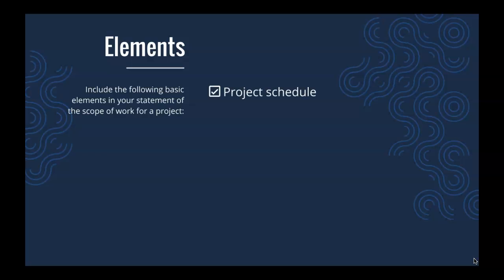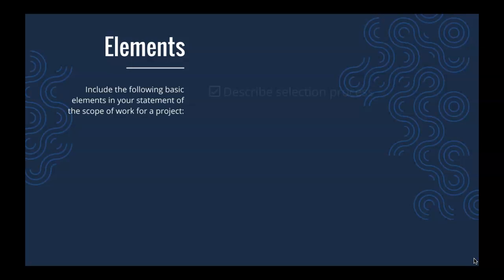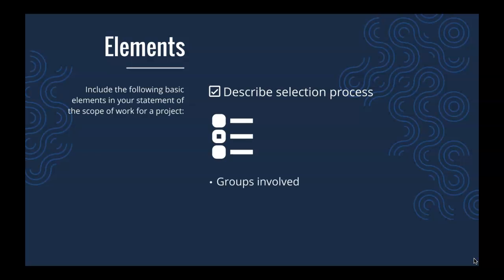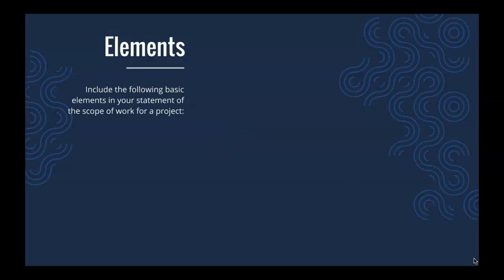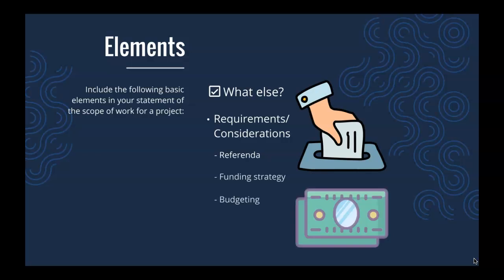Provide the anticipated schedule, including completion of design work, beginning of construction, and planned project completion date. Describe the selection process, including involvement of any of the groups mentioned previously. Provide additional or unique requirements or considerations such as referenda, anticipated funding strategy, and budgeting.